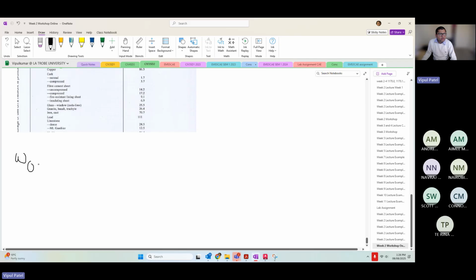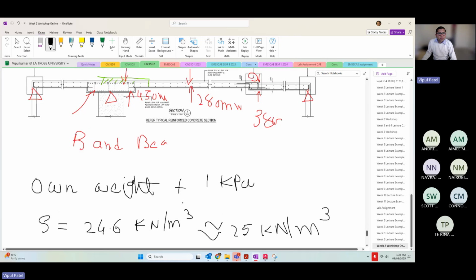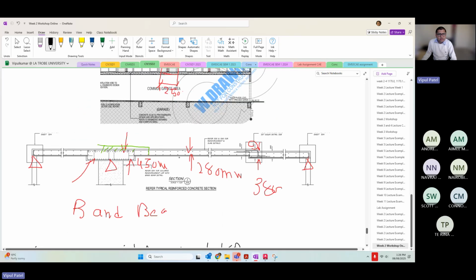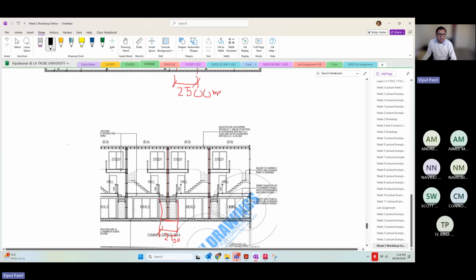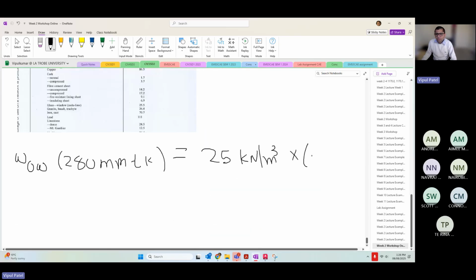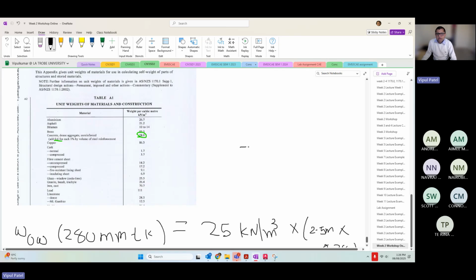So the own weight, W own weight of this one, when it's 280 millimeter thick slab, you will have density multiplied by the perpendicular area. 25 kilonewton per meter cube multiplied by the perpendicular area. The area that we are talking about is 280 thickness, and this perpendicular area 2.5 meters. You remember we are talking about this width 2.5 and thickness 0.28. So 2.5 meters multiplied by 0.28 meters, which is your thickness. So perpendicular area. You remember that story?